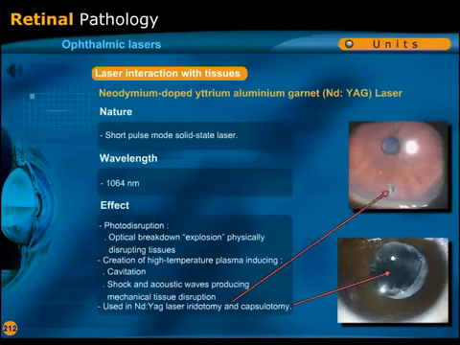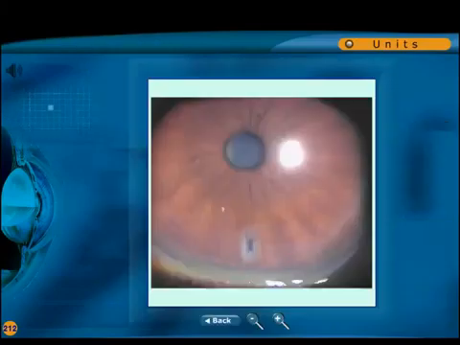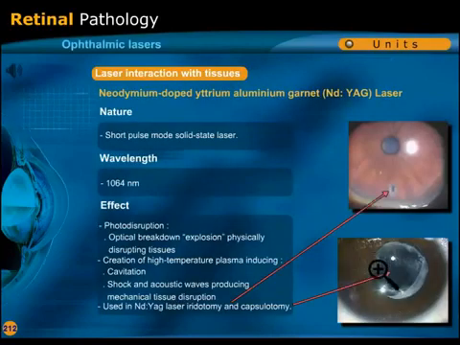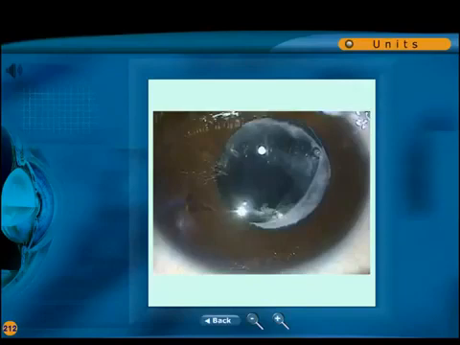Neodymium doped yttrium aluminium garnet, Nd:YAG laser. Nature: short pulse mode solid state laser. Wavelength 1064 nanometers. Effect: photodisruption, optical breakdown, explosion, physically disrupting tissues. Creation of high temperature plasma inducing cavitation, shock and acoustic waves producing mechanical tissue disruption. Used in Nd:YAG laser iridotomy and capsulotomy.